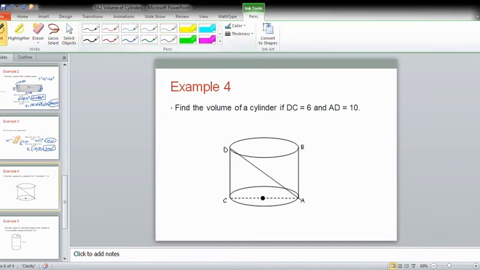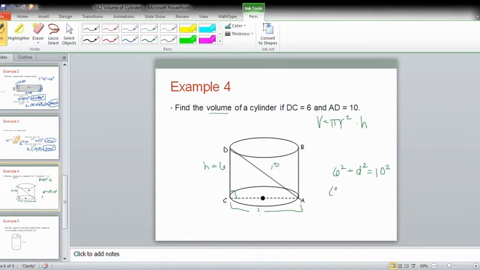All right, couple more examples. All right, so the volume of a cylinder we're trying to find, right? So again, volume is equal to pi r squared times height of a cylinder. This gives us DC, which is 6, so we have our height, right? And AD, which is this diagonal, which is 10. So the first thing we have to do is figure out what our diameter is, right? And we're going to do that because this is a right triangle. So we can do 6 squared plus diameter squared equals hypotenuse squared. A squared plus B squared equals C squared.